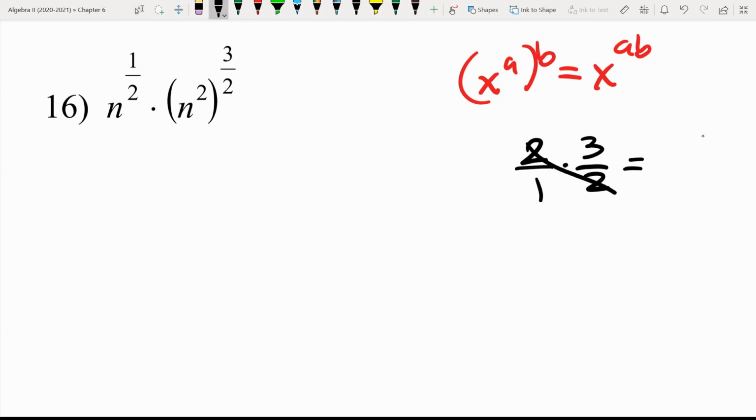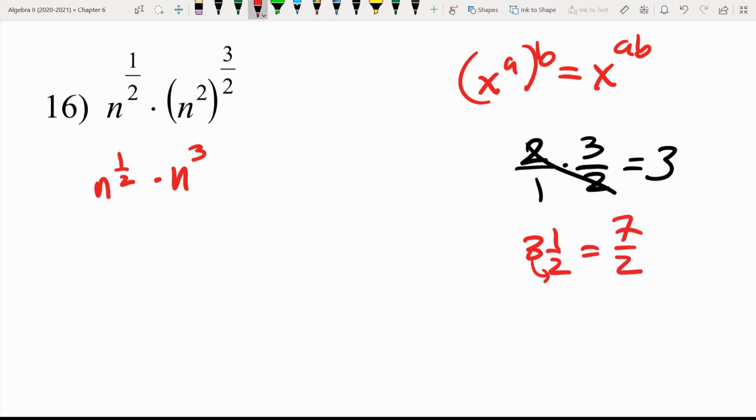Then you can see, oh, these cancel out, it's just 3. So this just turns into n to the 1/2, oops, I put a quarter, n to the 1/2 times n to the third. Okay, so we're really done. Now we're at the point where we're going to add the exponents to each other. So it's 3 plus a half, that's 3.5. How do you write that as an improper fraction? Well, 3 times 2 is 6, plus 1 is going to be 7/2. So this is just equal to n to the 7/2.